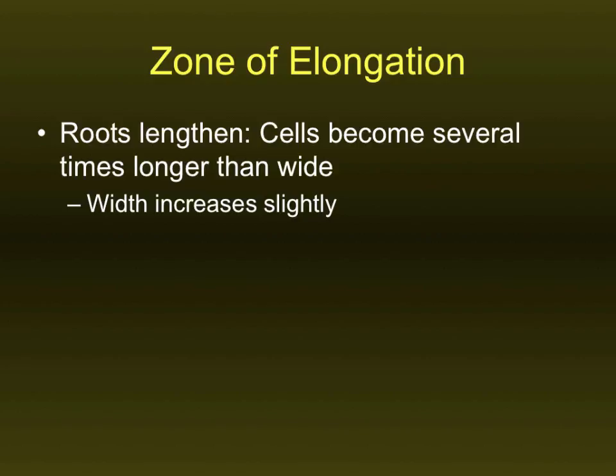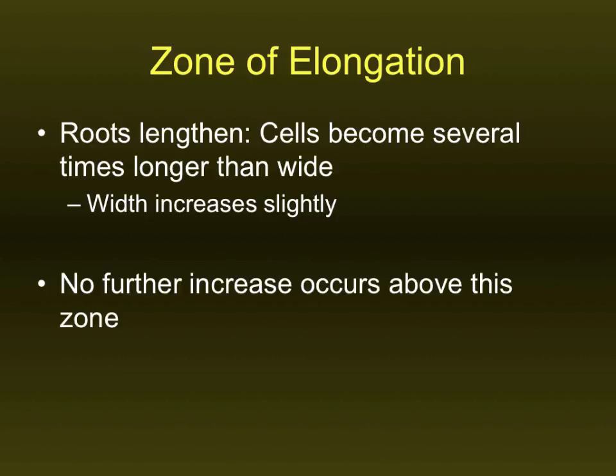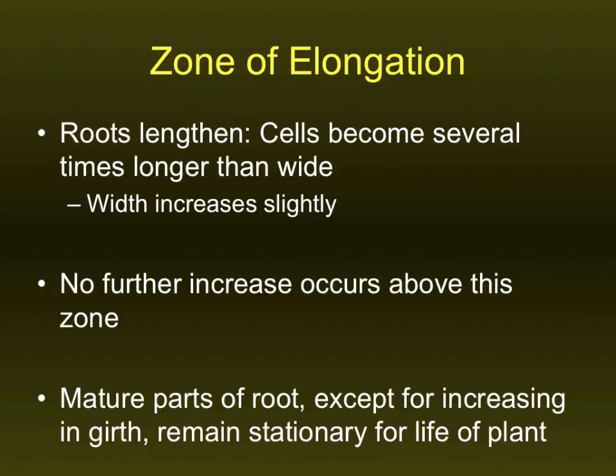Zone of elongation is kind of what it sounds like. This is where the roots actually get longer. This is where the cells get longer, especially longer than they are wide. The growth in width happens very little in the roots in terms of individual cell growth. Once you get above the zone of elongation, there's no more cell division. Those cells up there that were produced earlier in time are no longer functional, at least in terms of transport or in terms of absorbing water from the ground. So they're there primarily for structural integrity up there above the zone of elongation.